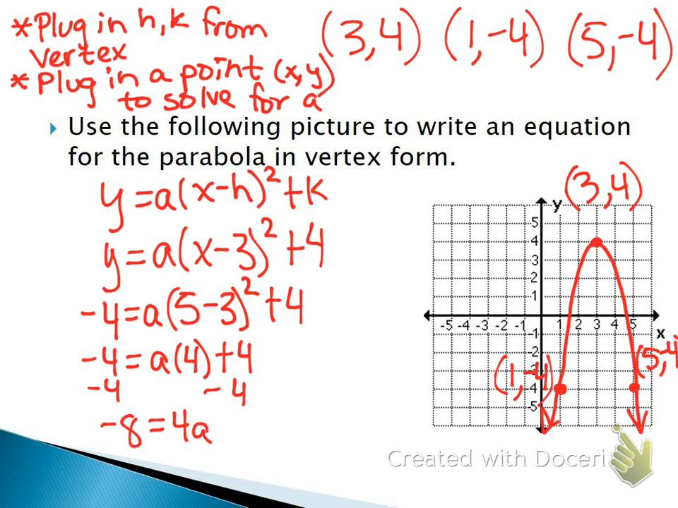-8 equals 4a. So then we have to divide, and we get a equals -2. Why does it make sense that a is negative? Because -8 is negative, you divide it by a positive, so it comes out negative. Why else, Lanaya? Because the parabola goes down. The parabola opens down.